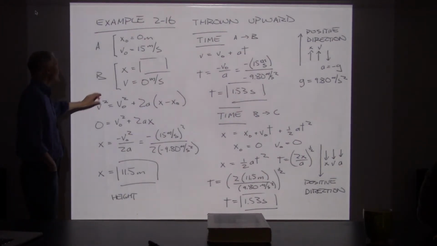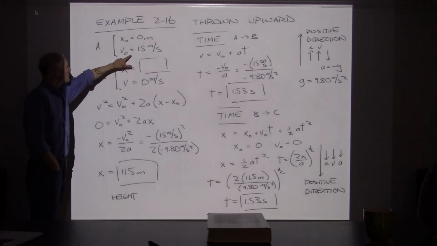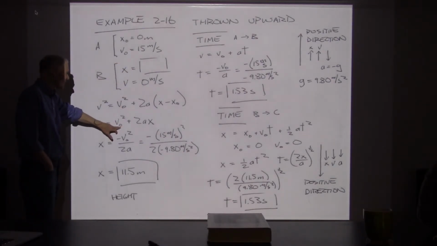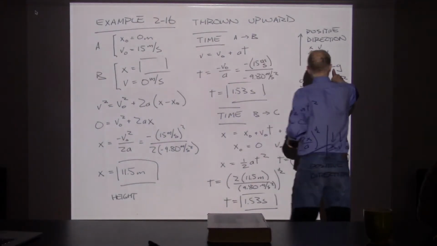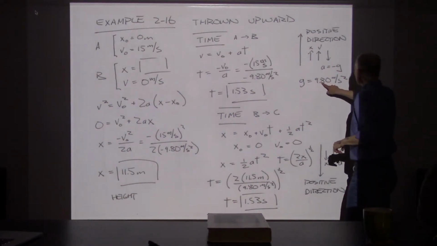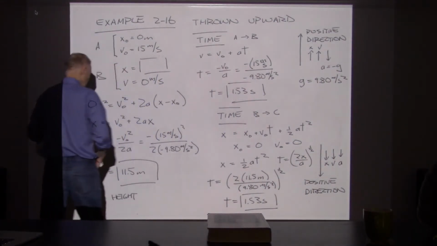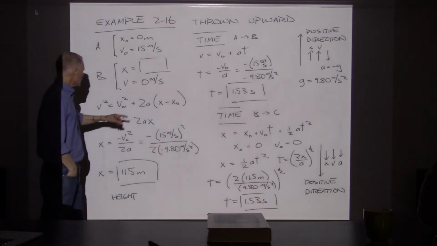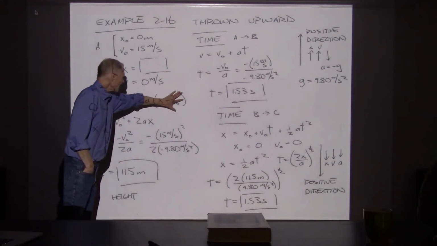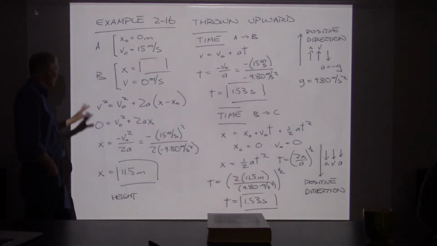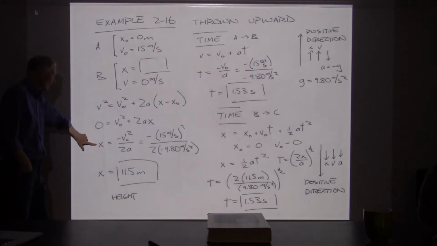Now the v is equal to 0, so that goes away. The v naught is 15 meters per second. That's going to stay. The acceleration that I put in needs to be minus 9.8 meters per second squared. So I am going to keep that as a. I could have put negative g in. And then the x naught is 0. So I dropped out the things that were 0. And I'm left with these terms, and then from that I can solve for x.